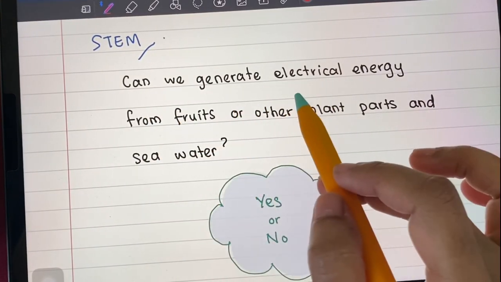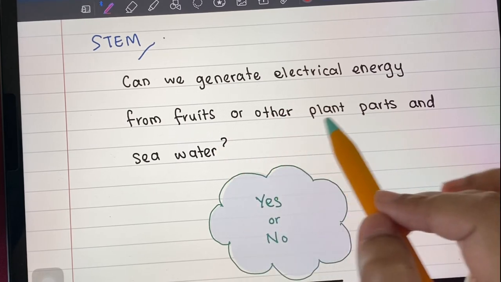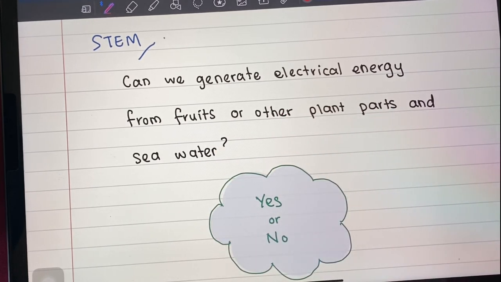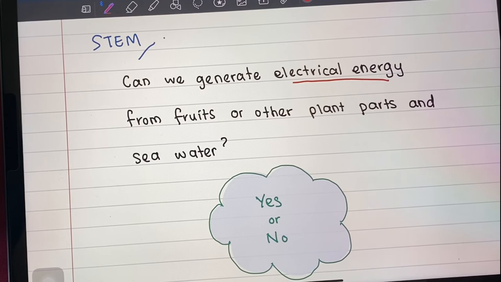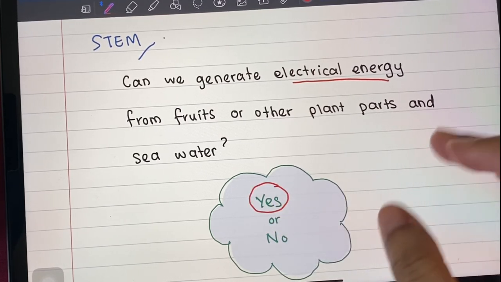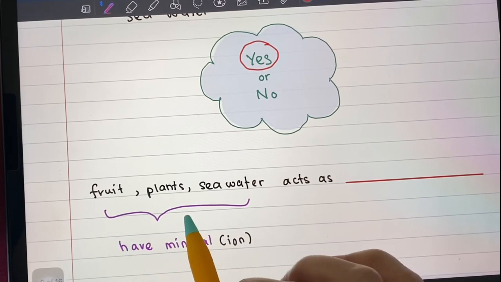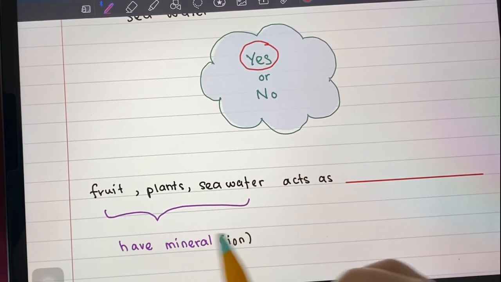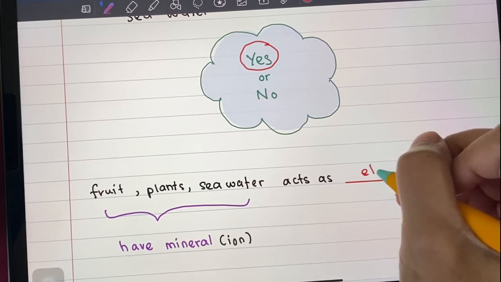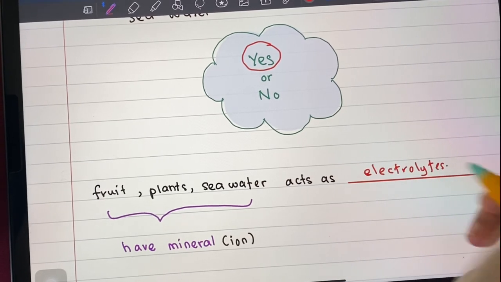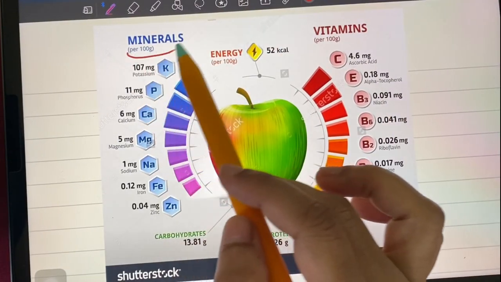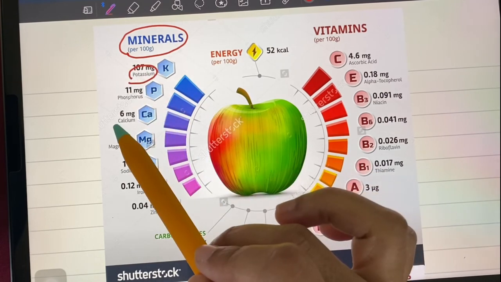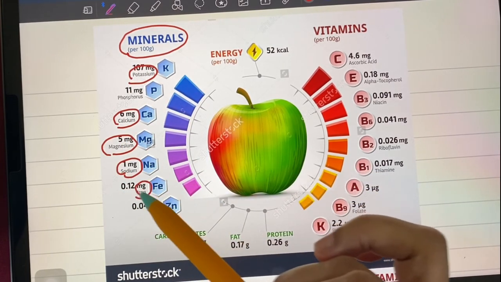Can we generate electrical energy from fruits or other plant parts and seawater? Yes or no? Definitely the answer is yes. Why? Because inside fruit, plants and seawater, we have minerals and ions that act as electrolytes. Okay? So now, you can see here, this is an apple. Can you see? We have minerals here: potassium, calcium, magnesium, sodium, iron, zinc.